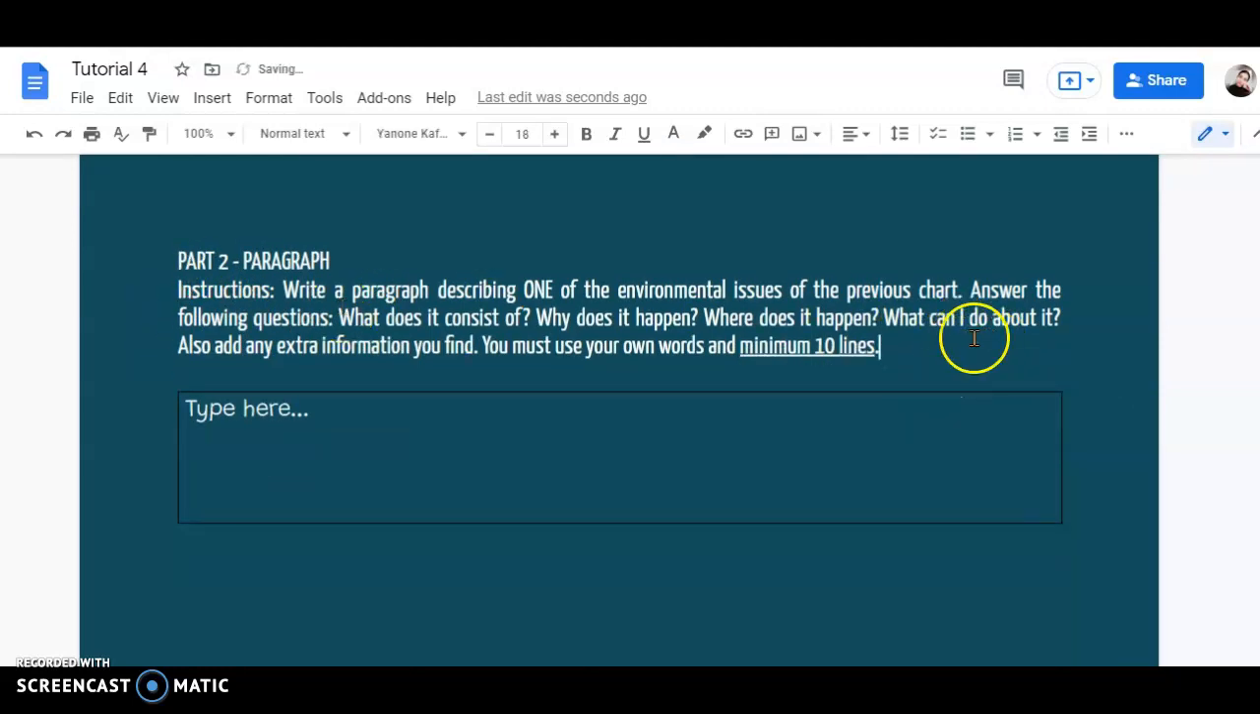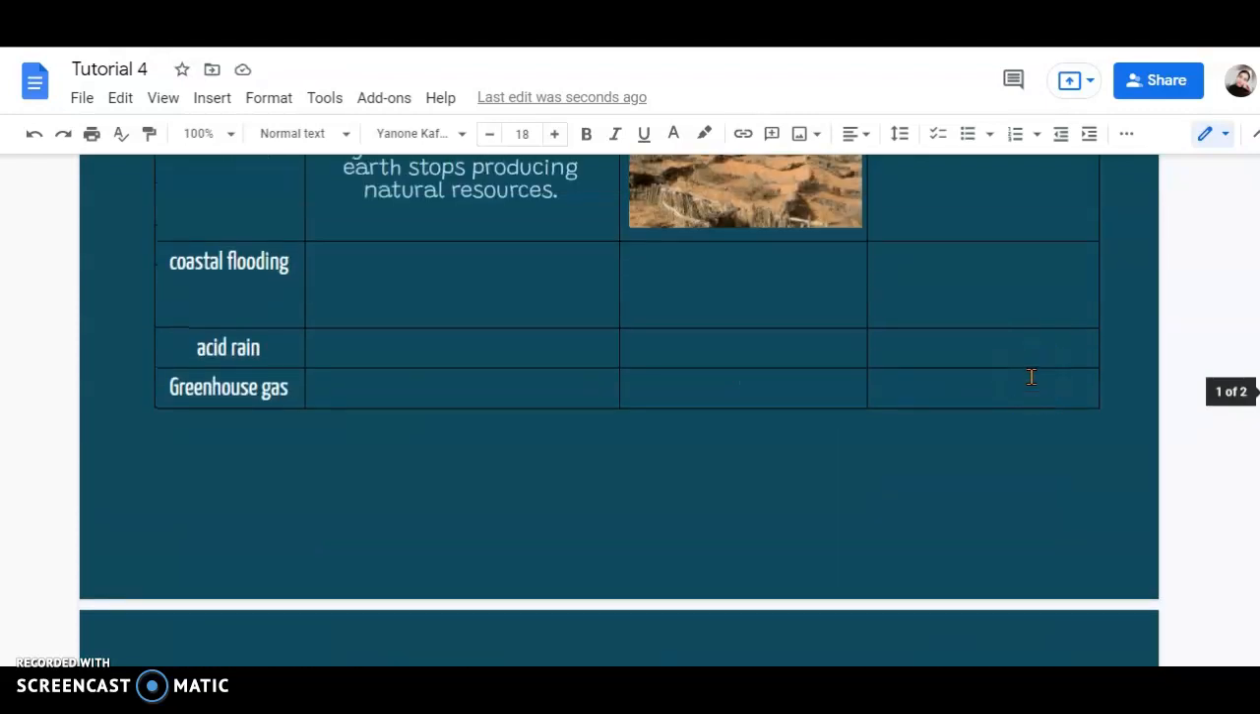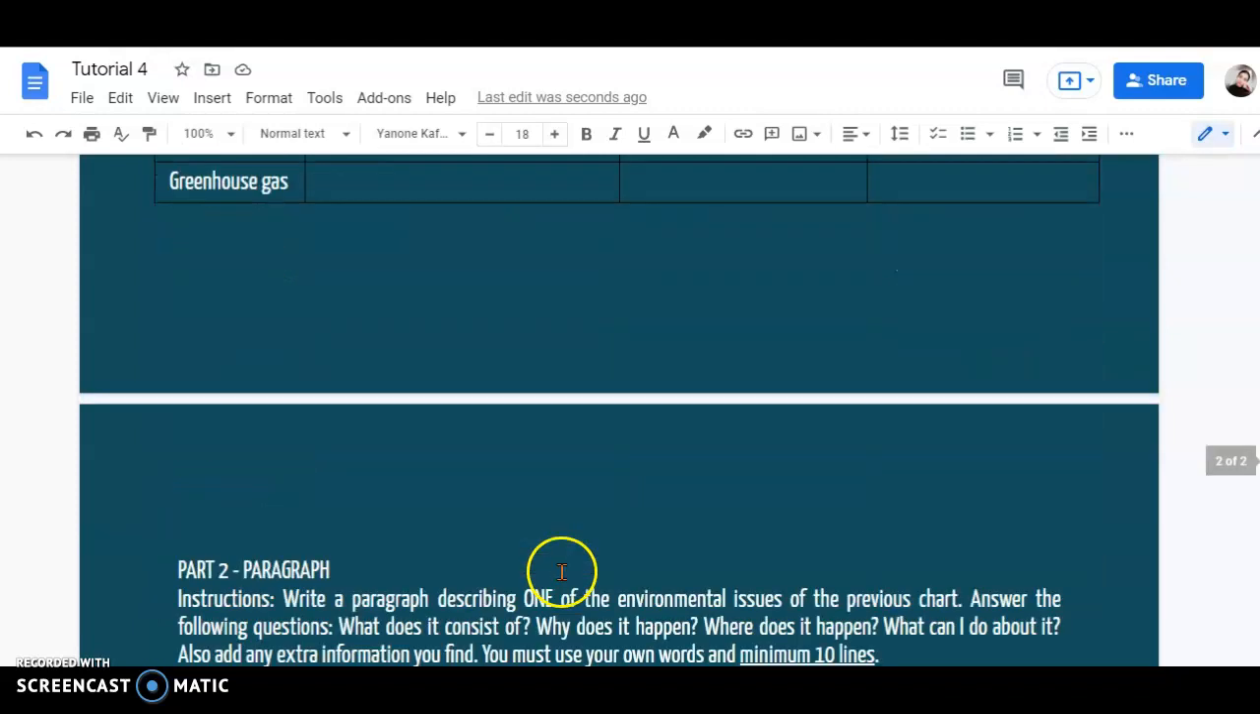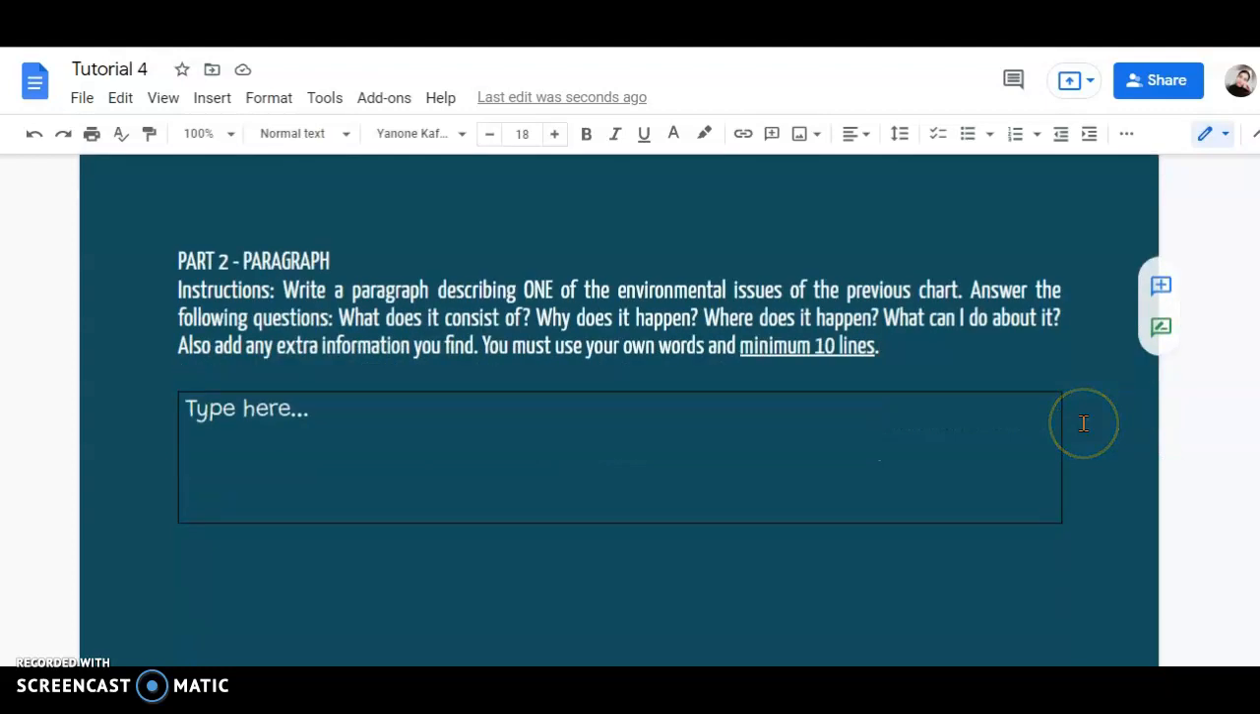Instructions: write a paragraph describing one of the environmental issues of the previous chart. That means that you have to choose one, the one you prefer, this one or this one or this one or this one. Answer the following questions. What does it consist of? Why does it happen? Where does it happen? What can I do about it? Also, add any extra information you find.